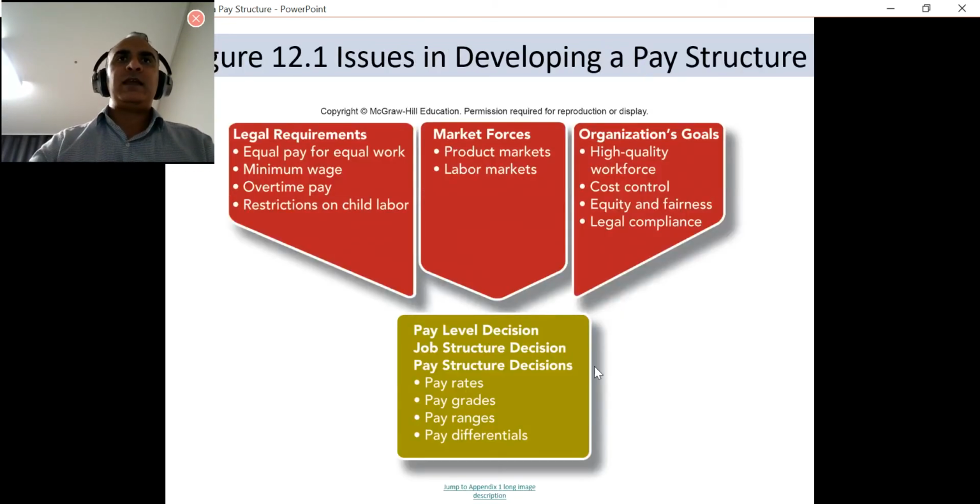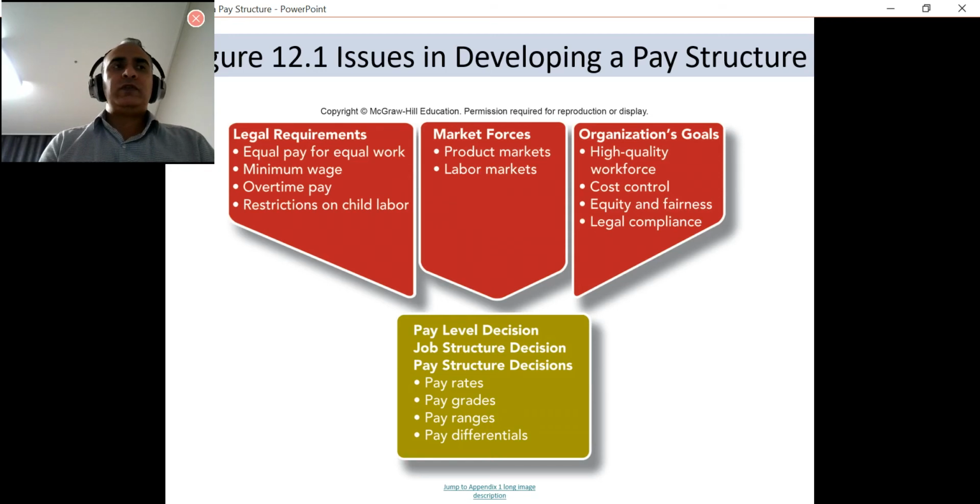So in this case, when we are going to require a pay structure, we need to understand a couple of things. First of all, legal requirements, if there are any minimum wages, or if a certain industry, because of occupational hazards, needs to pay a certain rate. We need to understand the market forces, and we're going to talk about all of these. Then product markets, labor markets, and the organizational goals, what you want to achieve. Like I said, do you want a high quality workforce, or just working horses?